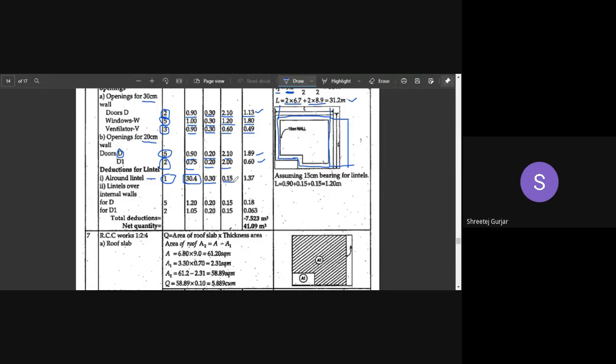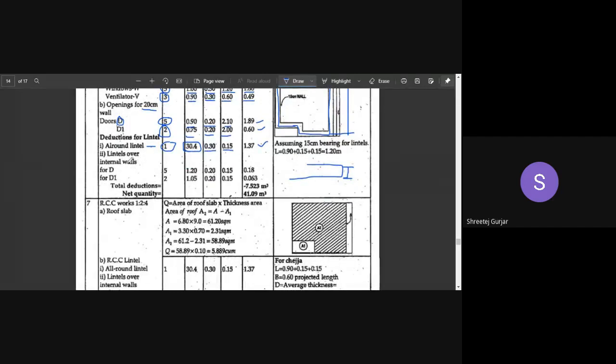And the depth of my lintel is 0.15 depth. That is, if this is your lintel, this is the thickness of the lintel, 0.15. So multiplying this, I get the quantity of all around lintel. So coming to lintel over internal walls, we do not have continuous lintel or all around lintel for internal walls. That is only for 30 centimeter wall.